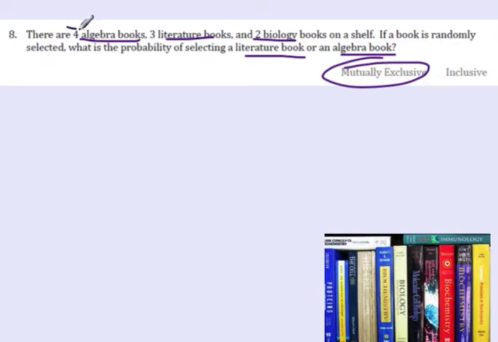Okay, so this is going to be mutually exclusive because you can't be both. So we need to count out the total. There's 4, 3, and 2. So we need to add all of those together. So 4 plus 3 plus 2 is going to give us 9 total books.